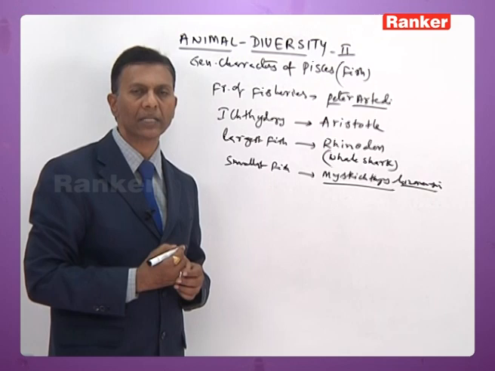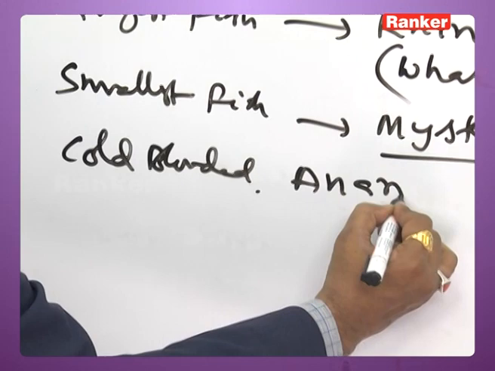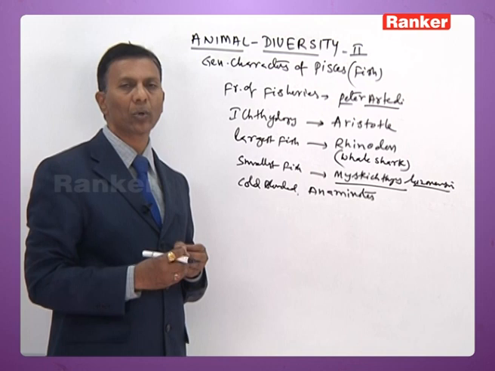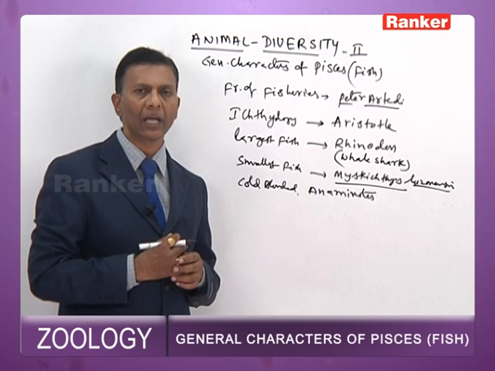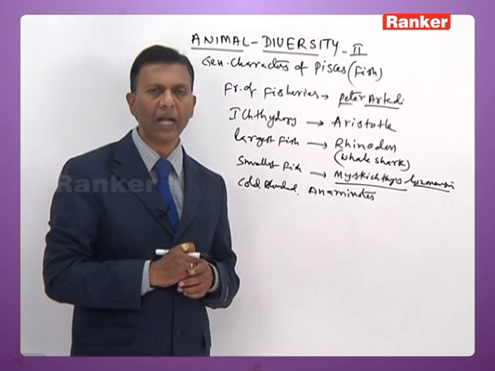Then fish are cold blooded, that is poikilothermic, and anamniotes. Remember students, cyclostomes, fish, and amphibia are called anamniotes, in which fetal membranes are absent. Reptiles, birds and mammals are called amniotes, where the embryo is covered by extra embryonic layers or fetal membranes like amnion, chorion, allantois and yolk sac. So the fish are cold blooded and anamniotes.